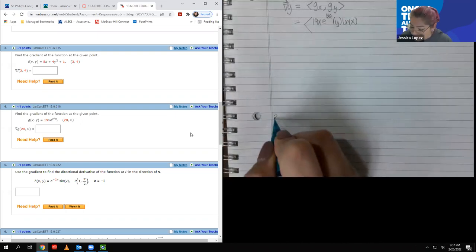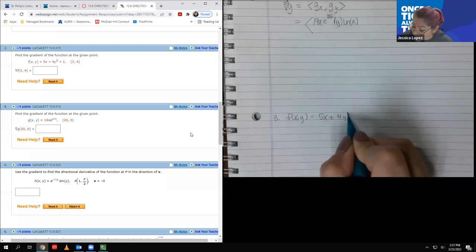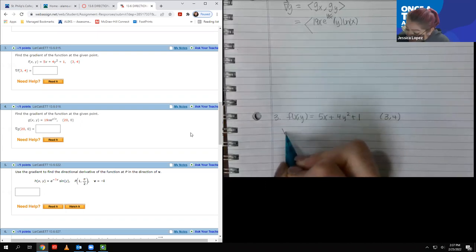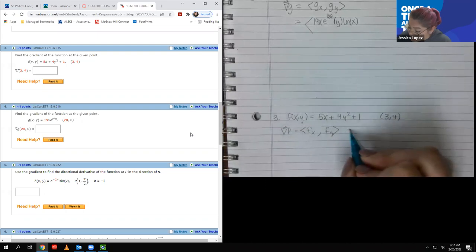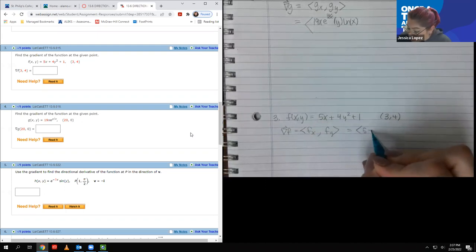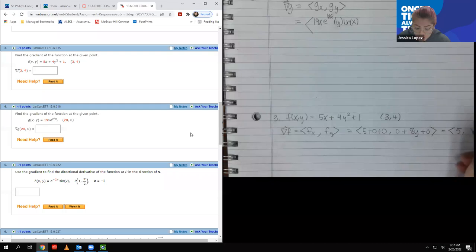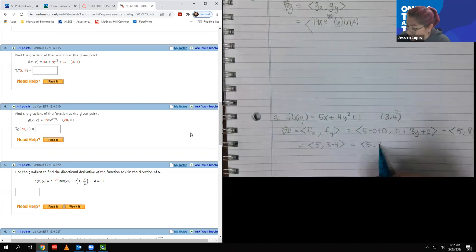Now, the problem I skipped was a different problem. It says 5x plus 4y squared plus 1, and it has the point 3, 4. And they are asking me for the gradient function at the different point. So if I'm going to do the gradient of f, that's going to be fx, fy. In this case, the derivative with respect to x is 5 plus 0 plus 0. And with respect to y, it's 0 plus 8y plus 0, or just 5 comma 8y. Then if I plug in the point, there's no x's to plug in, but I do need to plug in 4 for y. So I end up with 5 comma 8 times 4, which is 5 comma 32.